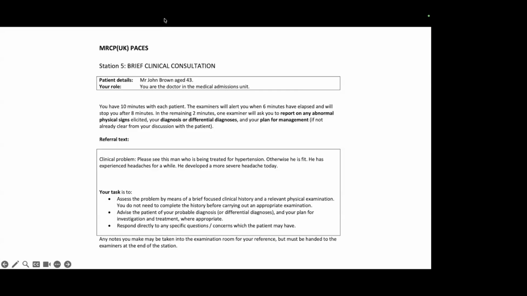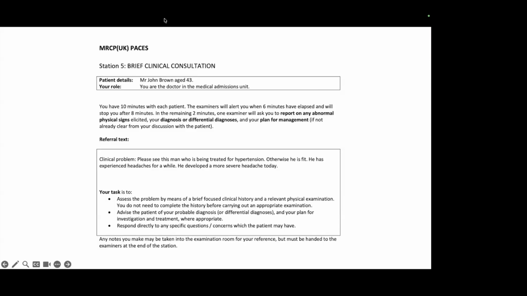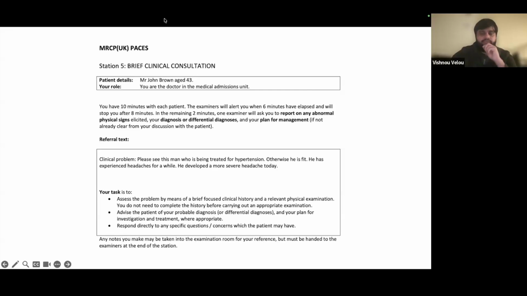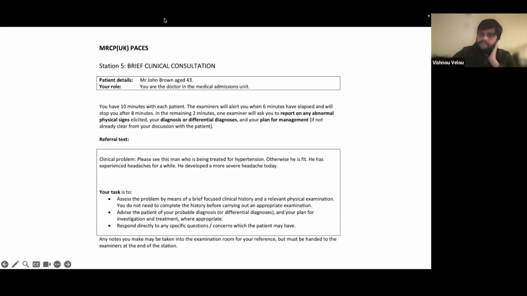You did mention you're on amlodipine. Any other medication you're taking at the moment? No, just that and the paracetamol, which obviously isn't working. All right. Any known allergies? No, none. Do you smoke? Yeah, I do smoke. Okay. How much? 10 cigarettes a day.